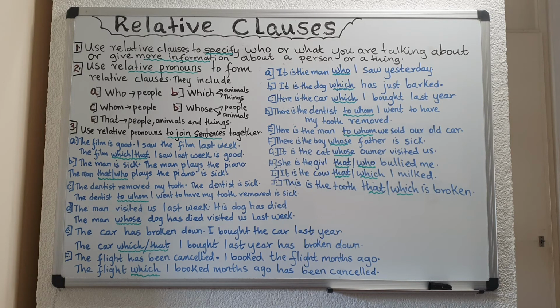Remember, a film is a thing. So remember rule number 2E. Use that for people, animals, or things. But you can also use which, because we use which for animals and things. So the film that I saw last week is good. Is good comes at the end of the sentence because you want to give extra emphasis on the film that you saw last week.